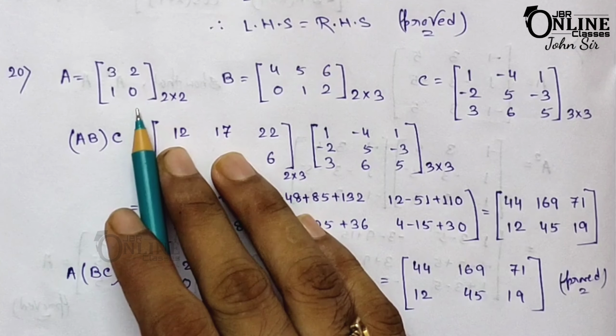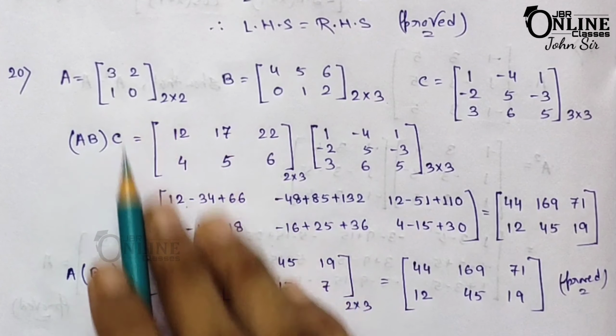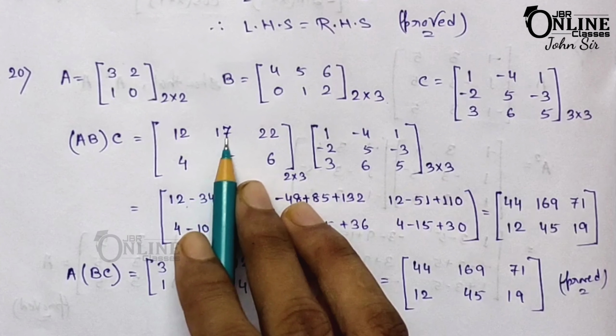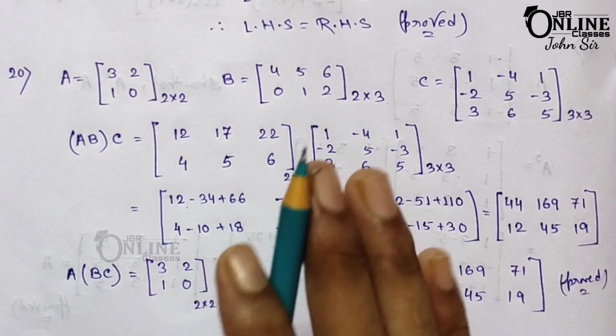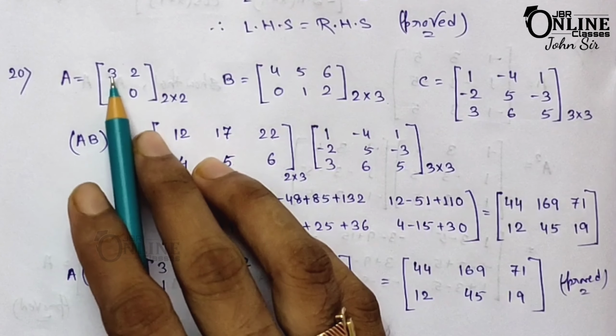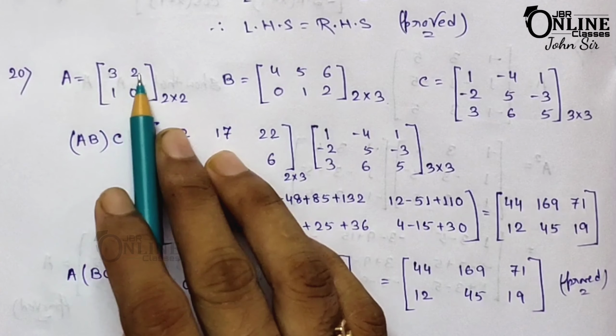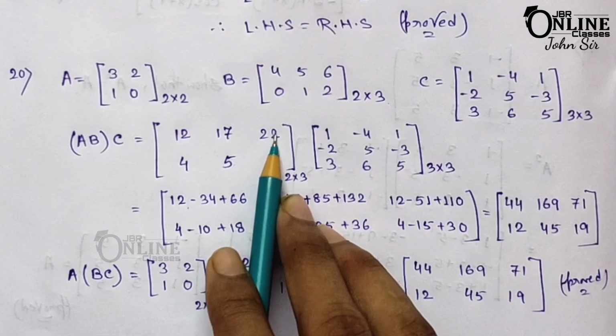Now you have to prove that AB into C equals A into BC. So first you have to find out A into B. As here 2 by 2, here 2 cross 3, the answer will be 2 cross 3. So first multiply this one and you will get 12, 17, 22, 4, 5, 6. I know you can find out the multiplication of these two matrices. First you have to multiply 3 2 with 4 0, then 3 2 with 5 1, then 3 2 with 6 2. Then you will get these three elements.